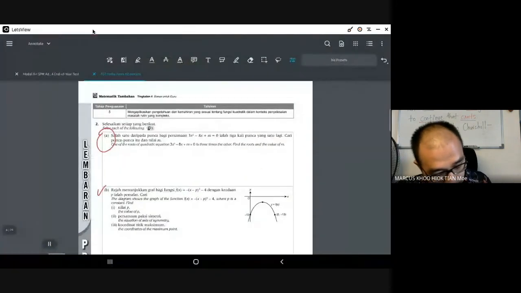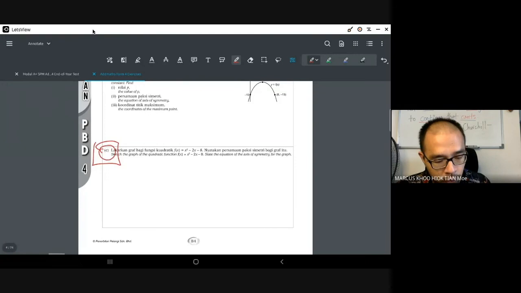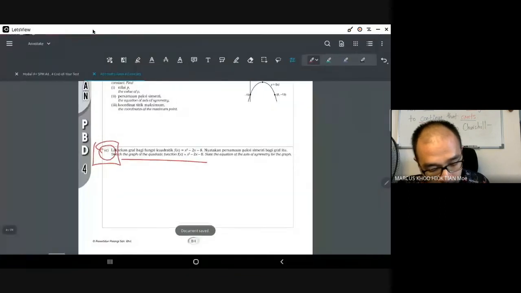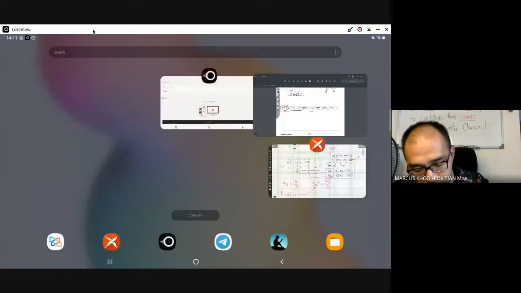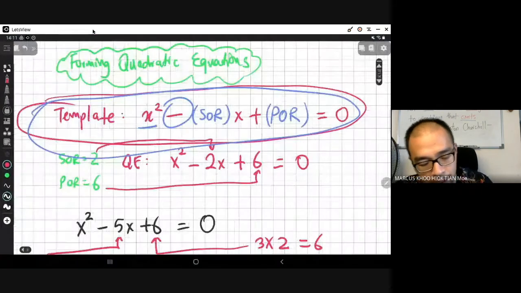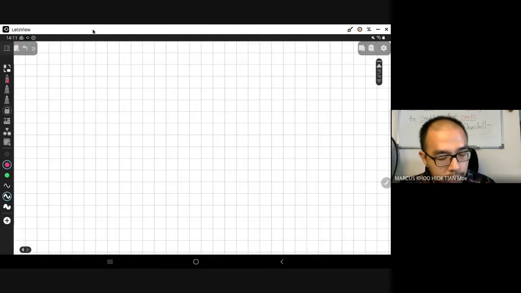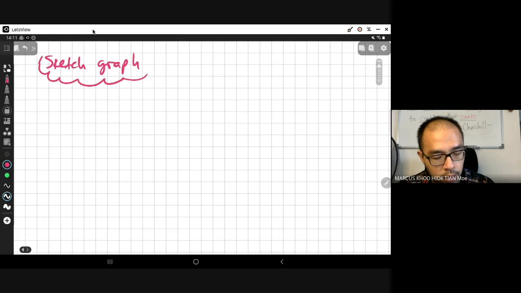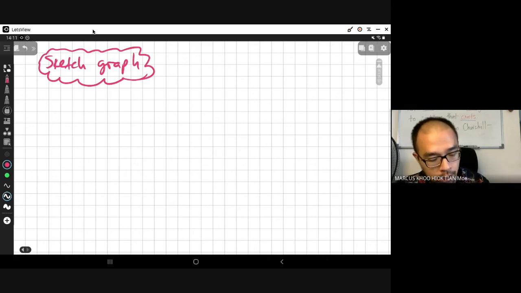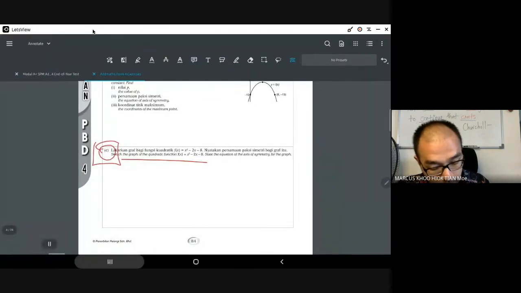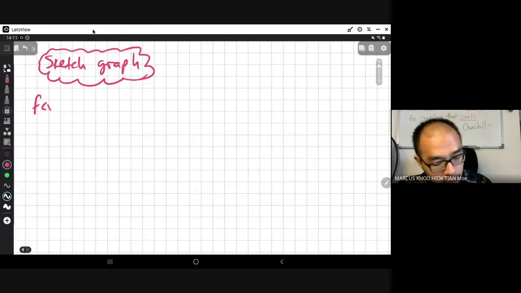Let's continue. I want to go to this one. Sketch the graph. Sketching the graph is very important. f(x) equals x squared minus 2x minus 8. Sketching the graph is a question that uses everything you learned yesterday, especially converting the equation to vertex form.